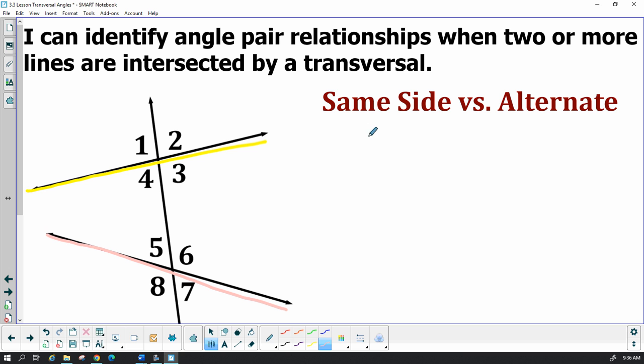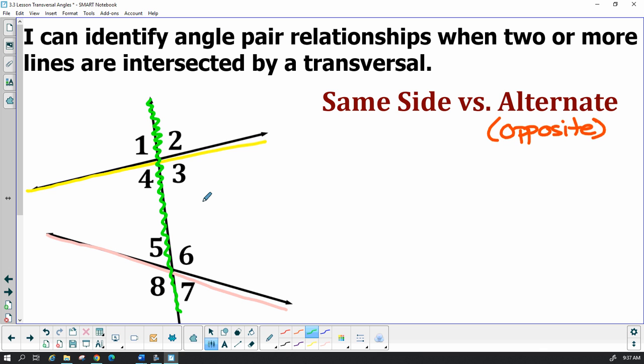When we're talking about is it on the same side or is it alternate sides, which means in another way opposite, we're referring to is it on the same side of this transversal or is it on alternate sides. So I have four angles here on this side of the transversal and four on this side. So when we're talking about same side, we're talking about angles that are on the same side of the transversal. When we're talking about alternate sides, we're talking about angles that are on opposite sides of the transversal.